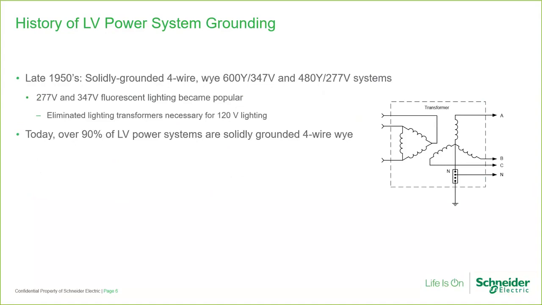Solidly grounded 4-wire Y-connected 480/277 volt and 600/347 volt systems became popular in the late 1950s as commercial and industrial building loads grew. These systems could supply 277 volt and 347 volt fluorescent lighting directly without requiring step-down transformers. Today, more than 90% of low voltage power systems are solidly grounded 4-wire.